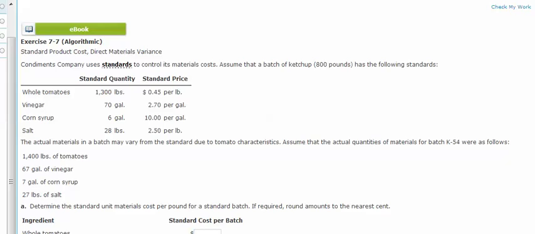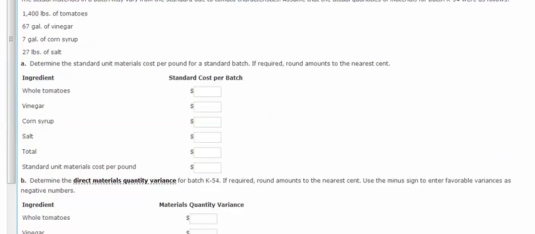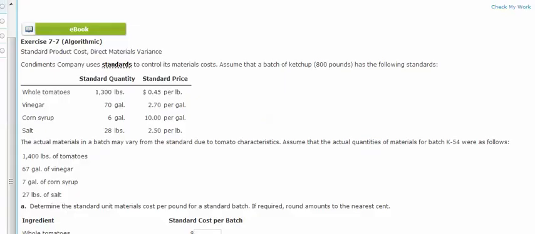As I look down, it shows us we have whole tomatoes, vinegar, corn syrup, salt, and then the total, and then the standard cost per. So we are going to be determining each one of those. It says that the condiments company uses standard cost to control the material costs. Assuming the batch of ketchup, 800 pounds, has the following standards.